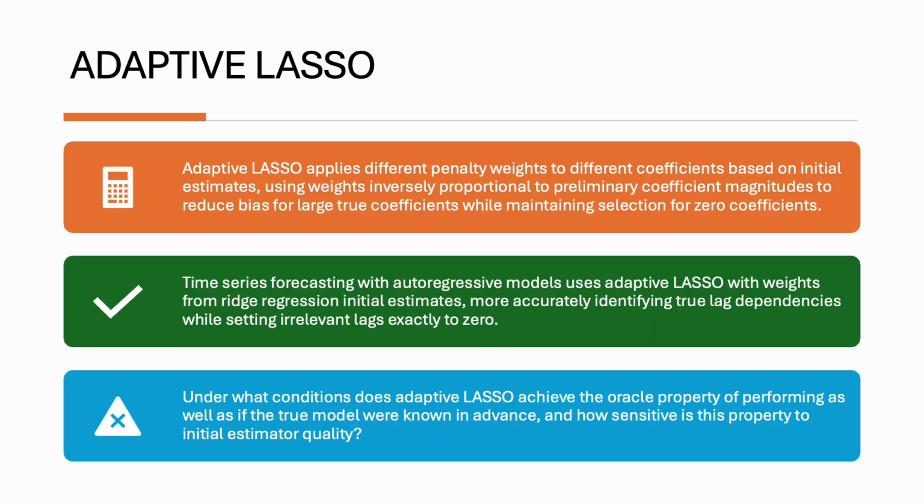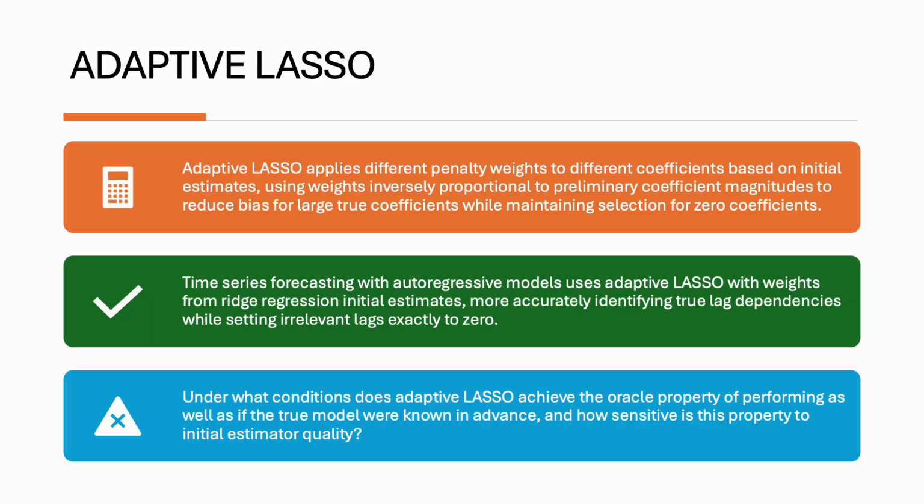Adaptive lasso applies different penalty weights to different coefficients based on initial estimates, using weights inversely proportional to preliminary coefficient magnitudes to reduce bias for large true coefficients while maintaining selection for zero coefficients. Time series forecasting with autoregressive models uses adaptive lasso with weights from ridge regression initial estimates, more accurately identifying true lag dependencies while setting irrelevant lags exactly to zero.